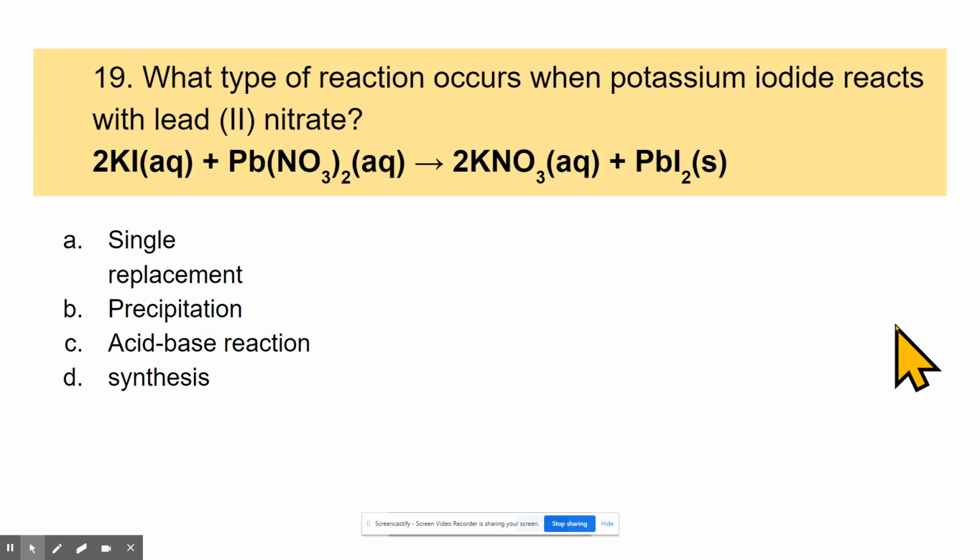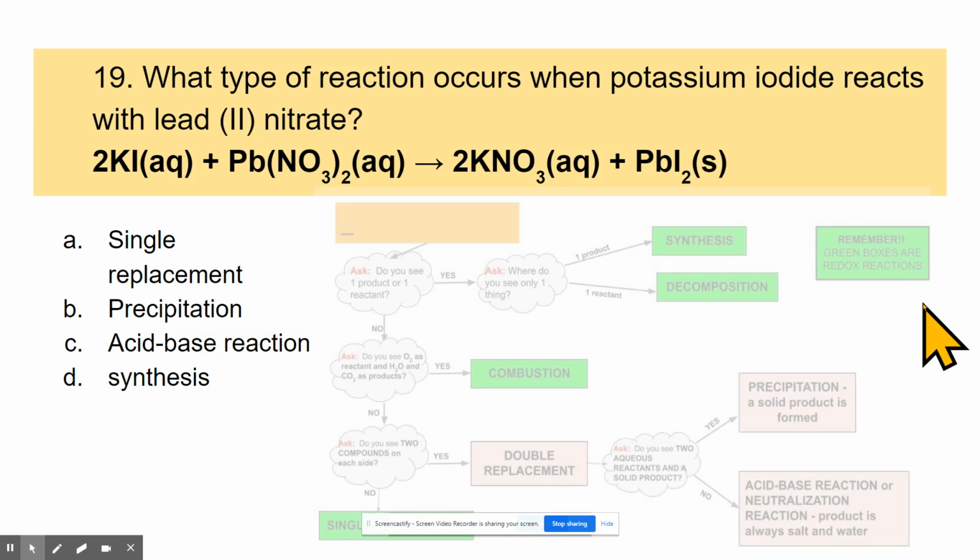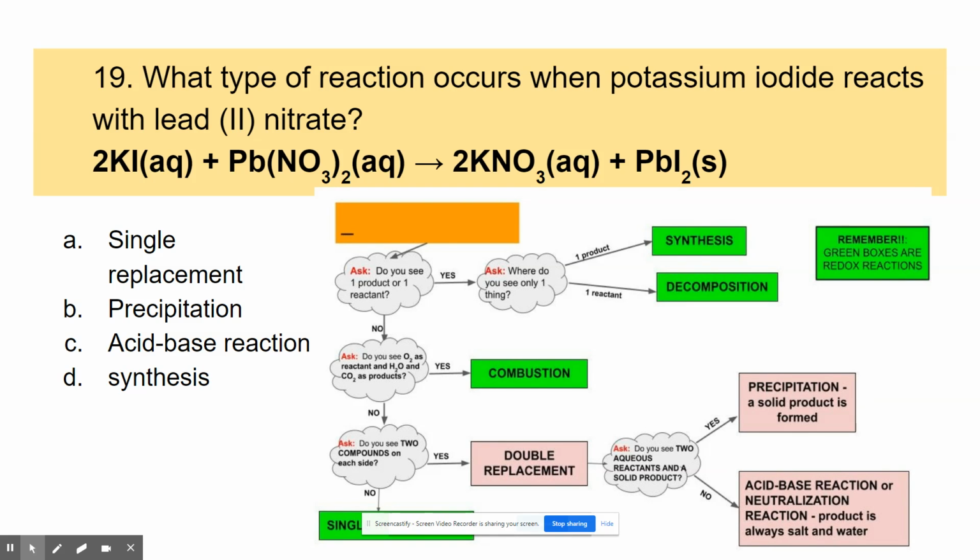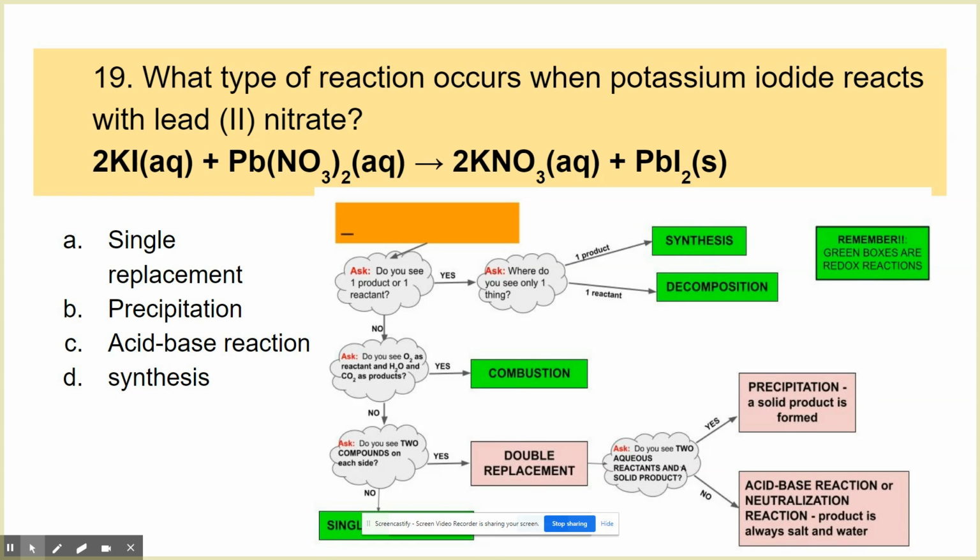All right, let's do question number 19. What type of reaction occurs when potassium iodide reacts with lead nitrate? For this one right here, you may want to use our flowchart. Just to make sure, let's use the flowchart. Remember, guys, in the flowchart, the boxes are the types of reaction.